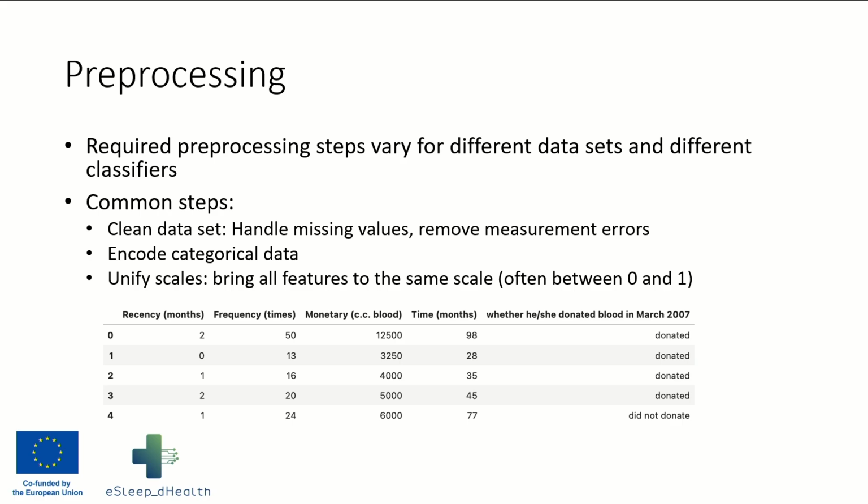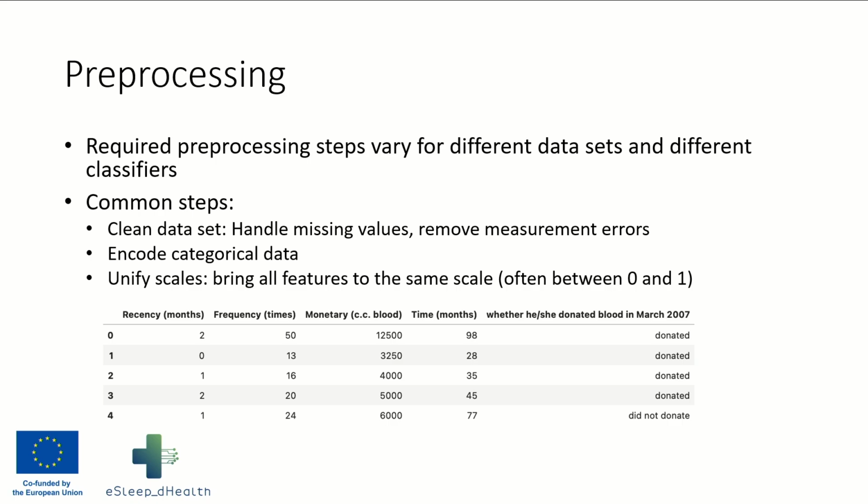So common steps here are handling missing values and removing measurement errors. For example, if we have this data set below, it's already quite clean, but missing values would be, for example, if we just don't know certain information about a person. So let's say we don't know when they donated for the last time, and then this might be empty or there might be a 0. And we then have to think about how to handle this. Are we throwing away the whole row? Or are we filling it up with a 0? Or are we filling it up with an average value?